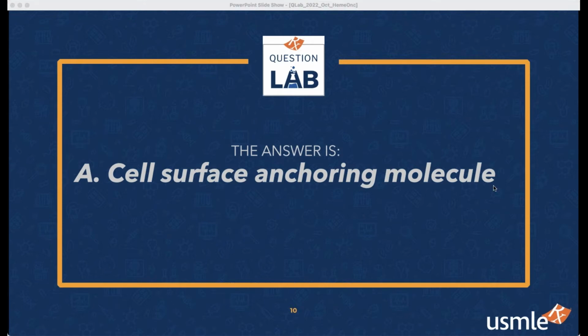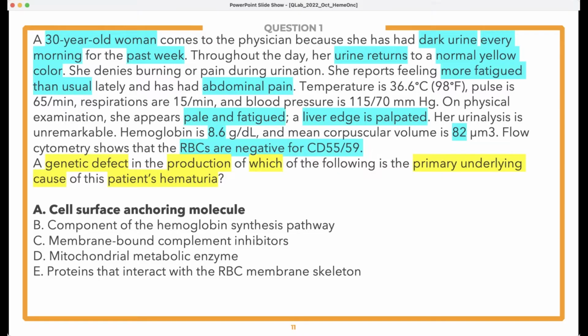Yes, thank you, Jeff. Great job on this first question. So let's talk about what's going on here, okay? You can see right away they told us that she's waking up with dark urine every morning, okay? That should really make you think about a nocturnal issue of hemoglobin in the urine, or a condition known as paroxysmal nocturnal hemoglobinuria, okay? Usually dark urine in the morning that then resolves in the daytime.